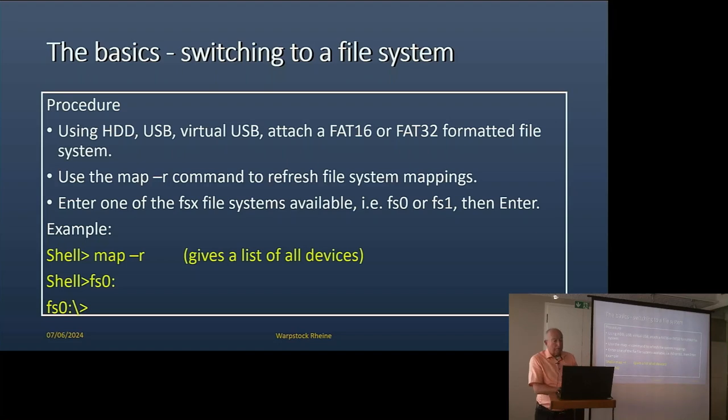Okay, how do you switch between file systems? We have first of all to use the map minus R command to refresh the mappings. And this you generally see when you start up, a whole list of mappings. And then you have to tell which file system you want to select. The example here is I use shell map minus R to have a look at all the available file systems. I will see that there is one called FS0, and I can say shell FS0, and I will then be selected to that particular file system. Rather like you type in D colon, and you are then selected to drive D.